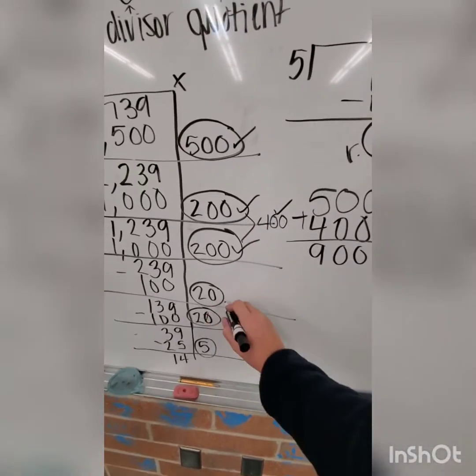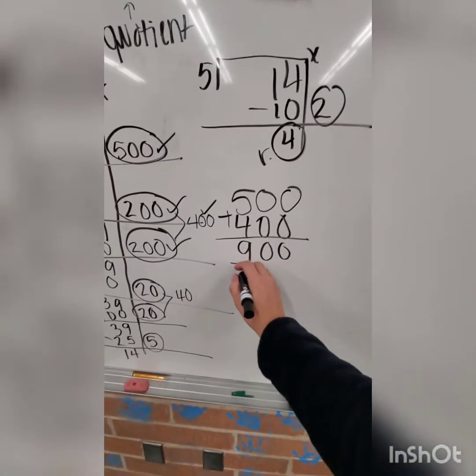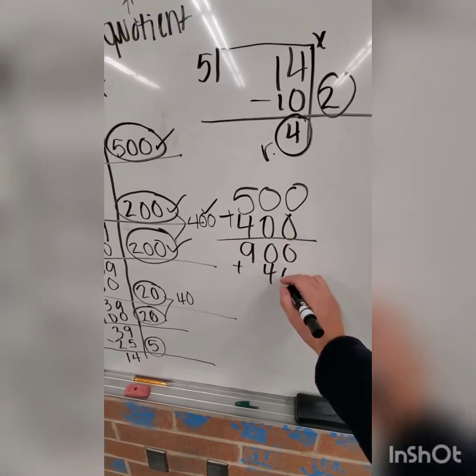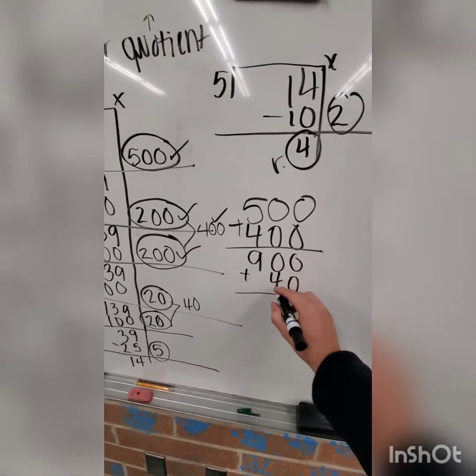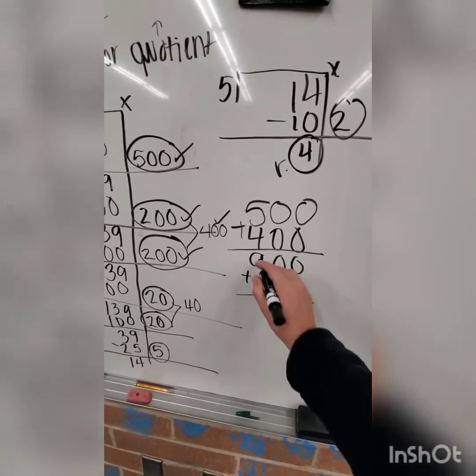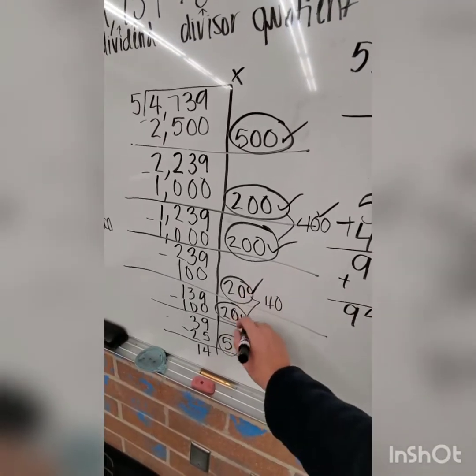So 20 plus 20, I could just add that and I know it's 40. So I'm going to add 40. 0 plus 0 is 0. 0 plus 4 is 4. That is 9. Alright, so I added these, so I'm good.